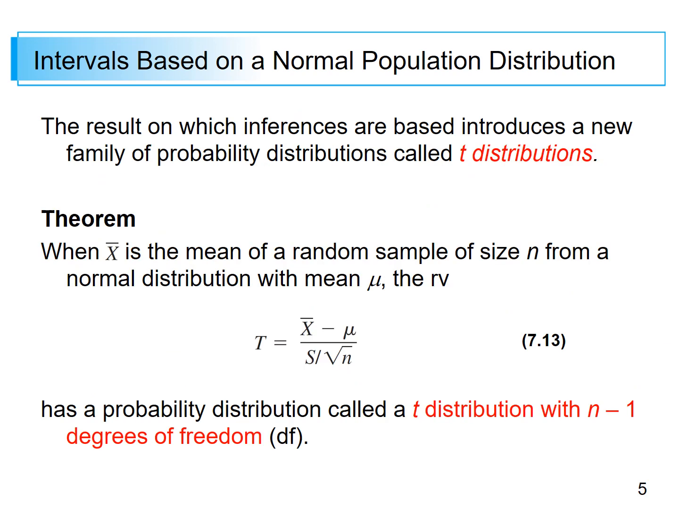We now introduce a new family of distributions called t-distributions. When we have the mean of a random sample of size n from a population distribution with mean mu, we replace random variable Z with random variable T. The random variable T is computed as the sample mean minus the mean of the population, divided by the sample standard deviation divided by the square root of n. The random variable T has a probability distribution called a t-distribution with n-1 degrees of freedom.